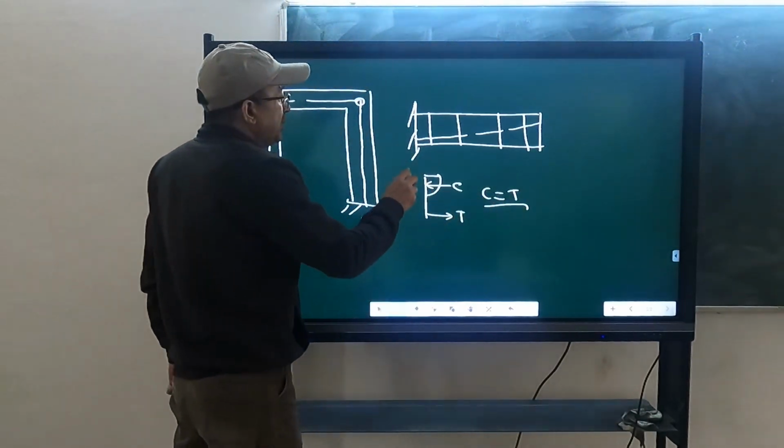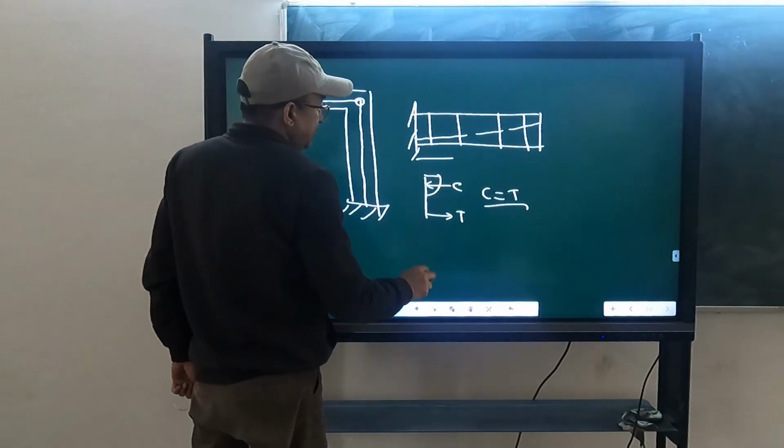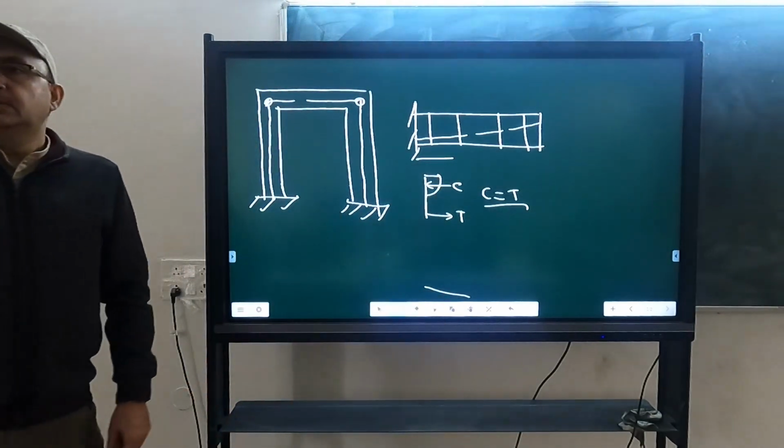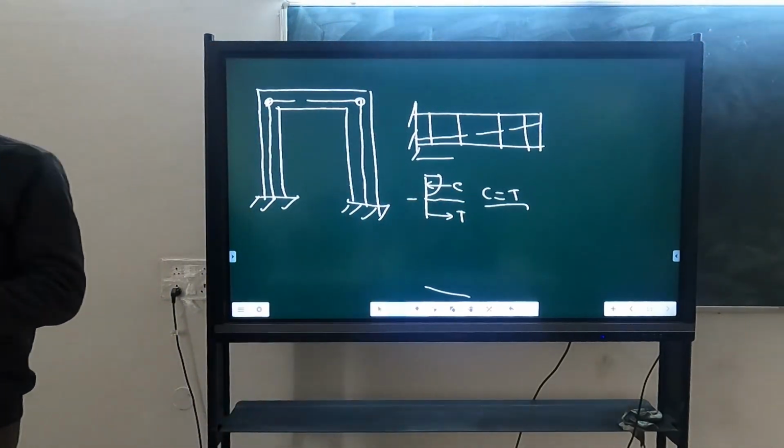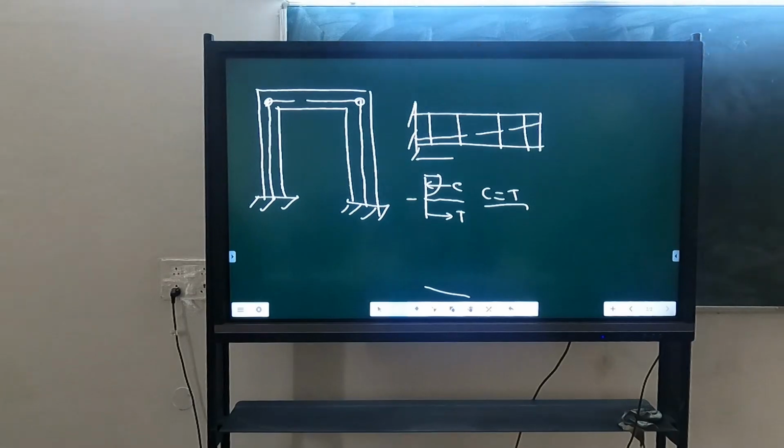So when C is equal to T, you can take moment about this axis, or about this axis, or about any axis here. The moment value will come out to be the same in the case of a couple. That is the property of the couple. So there you need not bother whether you are calculating about the centroidal axis.